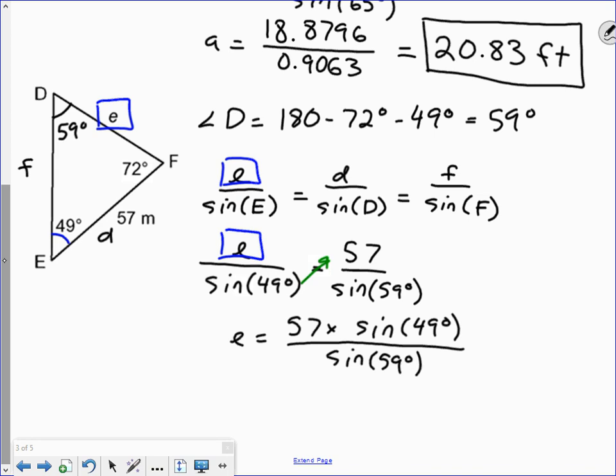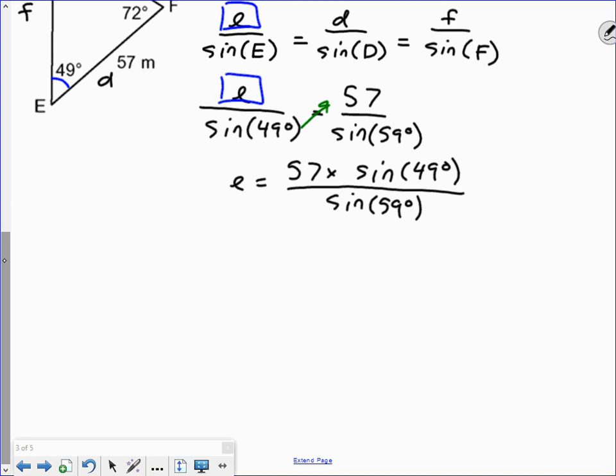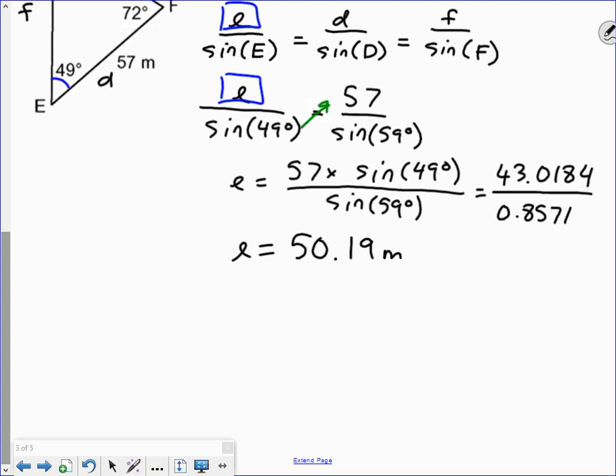And I can break this calculation into two steps again. 57 times sine 49. If I hit equal sign after that, my numerator is going to be 43.0184. And if I just do the denominator, sine 59 degrees, 0.8571. Dividing those two things gets me a value of E of 50.19, and the units are meters. So that's the length of that unknown side.